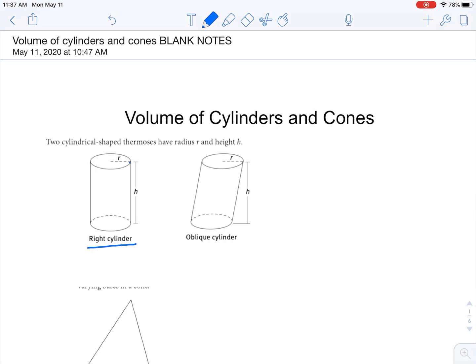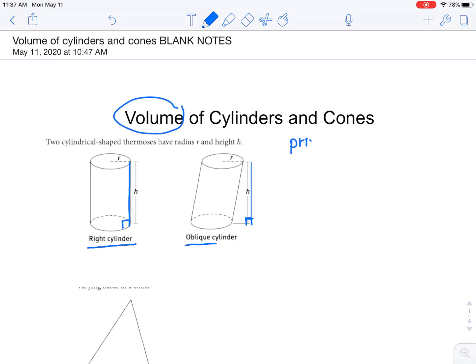So for example, this first one is a right cylinder, and if it is standing straight up and down, then the height is automatically perpendicular to the base. However, some cylinders could be oblique, meaning that the cylinder is kind of slanted sideways. If that happens, just look very carefully for the height. The height still has to be perpendicular to the base. In that case, that height may be shown outside of the cylinder at times.